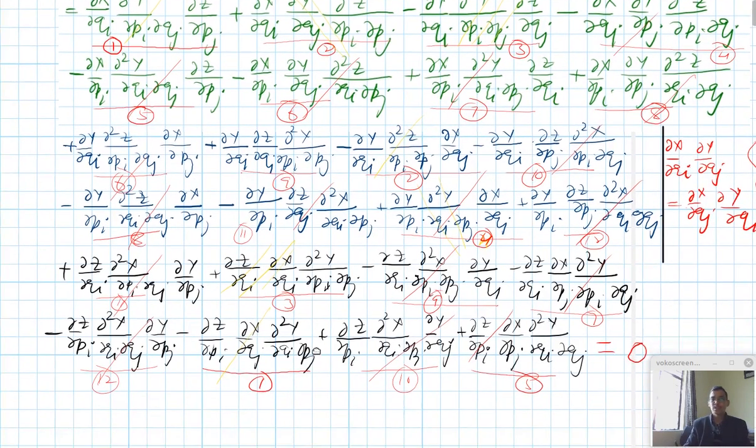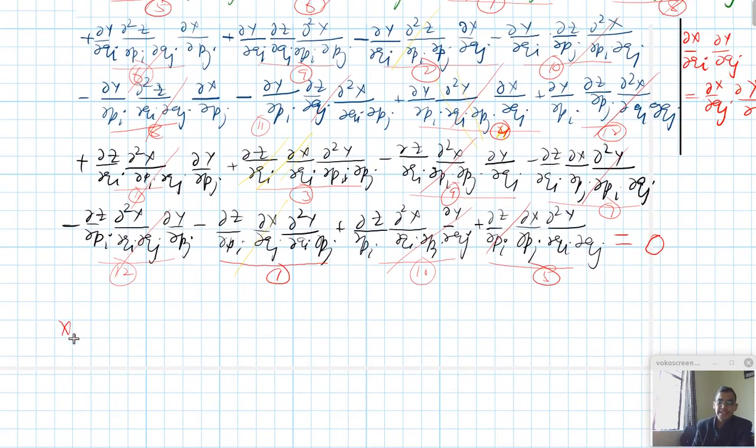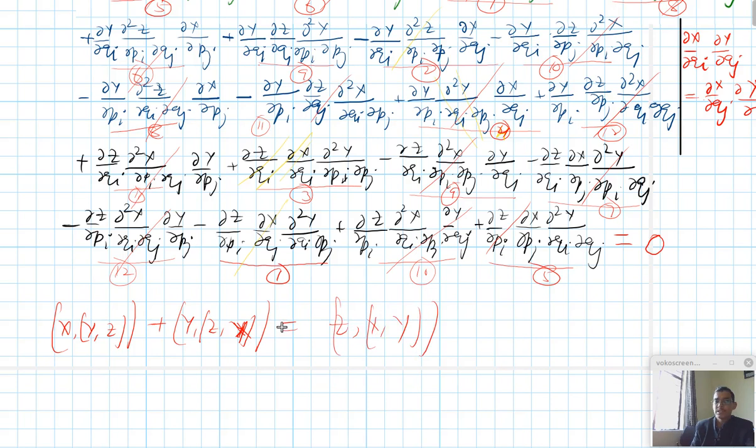So thus I can say that the sum of [x, y, z] plus [z, x, y] plus [y, z, x] is equal to 0. Hence the Jacobi identity will be proved. So that's all for this lecture.